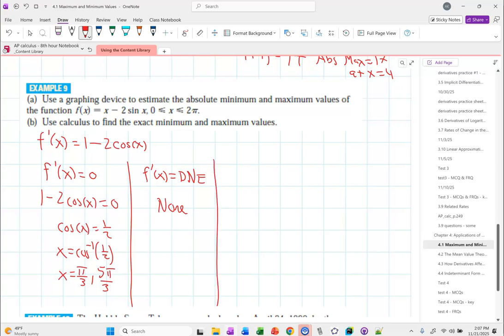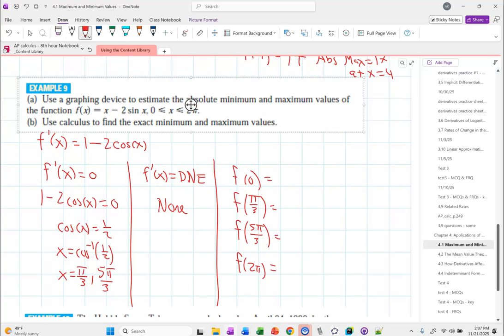All right, what do we need to check? 0, pi over 3, 5 pi over 3, 2 pi. Let's start with the easy one, 0. When I plug 0 in, what do I get? 0 minus 2 sine 0. Sine of 0 is 0, because we're in the f. It's 0.